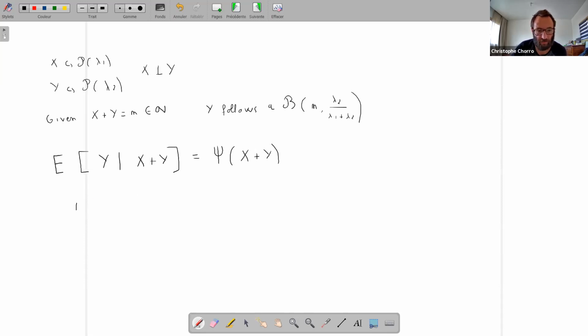And what is phi in this situation? Phi of k is just equal to the sum over the possible values of capital Y, so n belongs to capital N, of n times the probability of Y given X plus Y equal to k, at the point n here. So a priori, it's what I have to do.